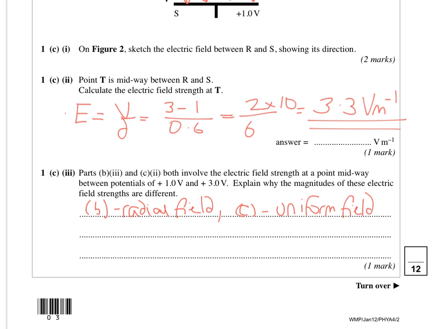So essentially that's the difference between the two. In this question here, this is a uniform field equation, so you'd use that, whereas in B we used the inverse square law, so that's showing we're using a radial field. So that's the end of the electric fields question, so this is where I'm going to stop this video.